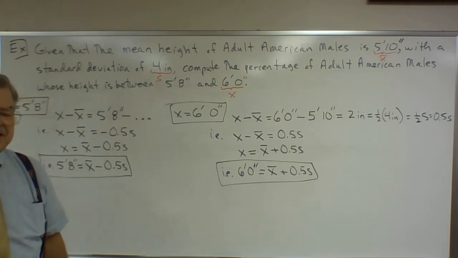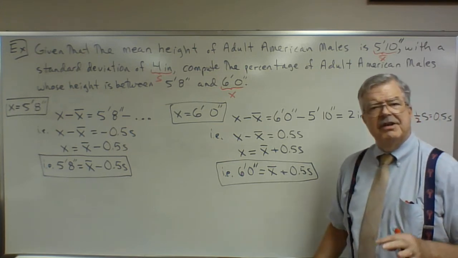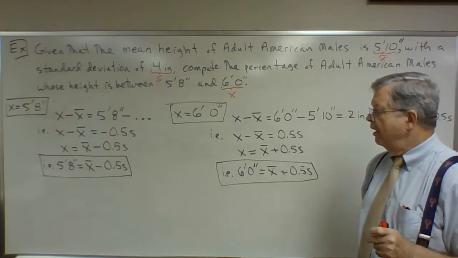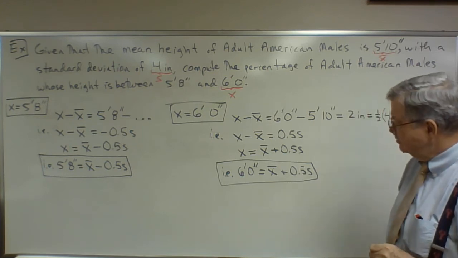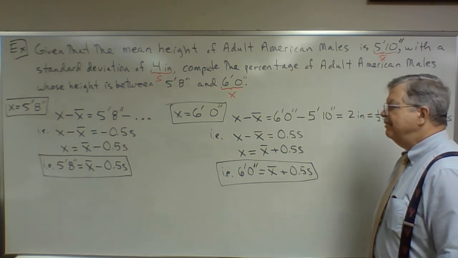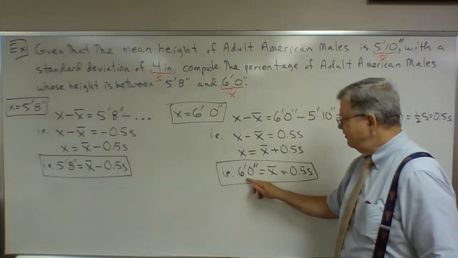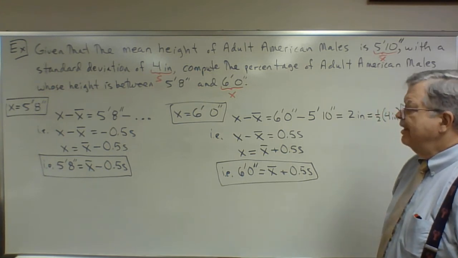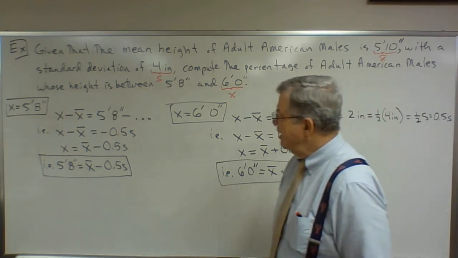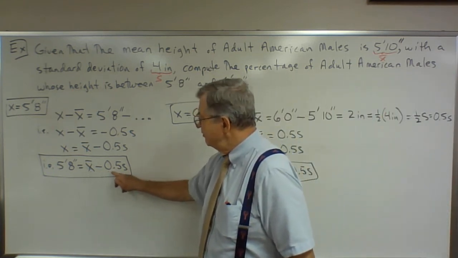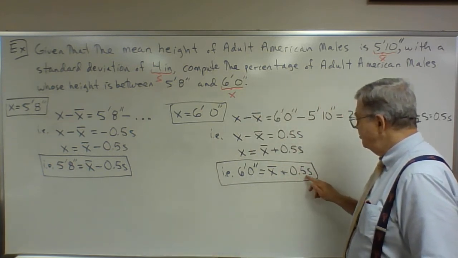I guess everything looks pretty good. I still don't see that I'm about to run into a brick wall. But I want to find out the percentage of American men whose heights are between 5'8" and 6'0". That is, I want to find the percentage of American men whose heights are between the mean minus 0.5 s and the mean plus 0.5 s.